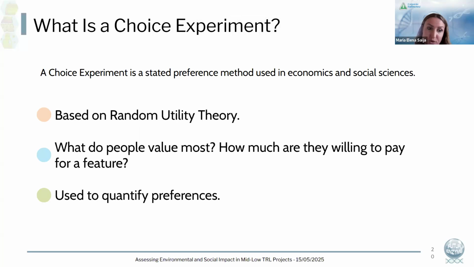How does it work? We present participants with a set of hypothetical products, each with a different combination of characteristics, and ask them to choose which one they prefer. After that, by analyzing these choices from a statistical point of view, we can estimate how much people value each feature. So, for example, how much they are willing to pay for a sustainable packaging option.